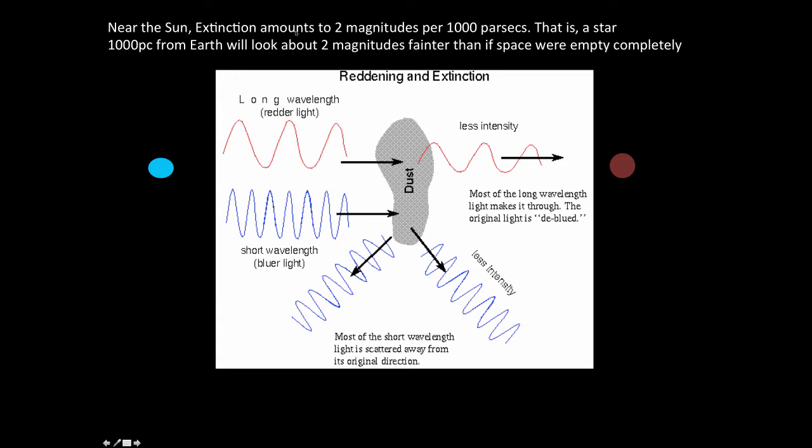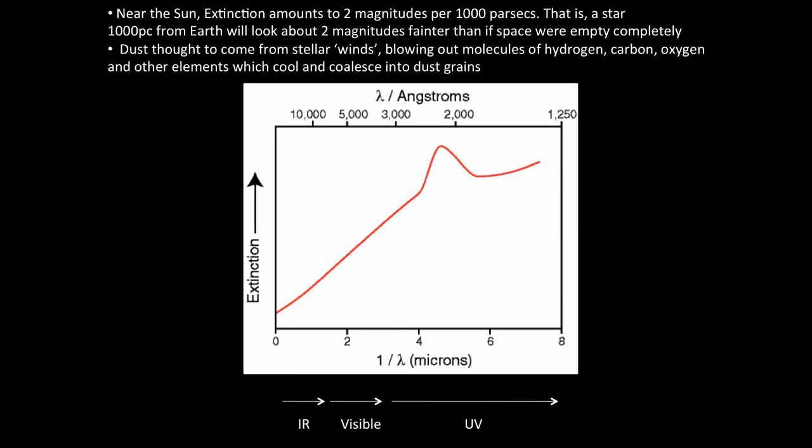Near the sun, extinction amounts to about 2 magnitudes per 1,000 parsecs. That is, a star 1,000 parsecs from the Earth will look about 2 magnitudes fainter than if space were completely empty. Most of the dust is thought to come from stellar winds. These are outer layers of stars being blown off because they are just about on the limit of stability. Remember the virial theorem for massive stars that are supported by radiation pressure. The outer layers of these massive stars are pretty cool and blow out molecules of hydrogen and carbon and other elements that cool and coalesce into dust grains.